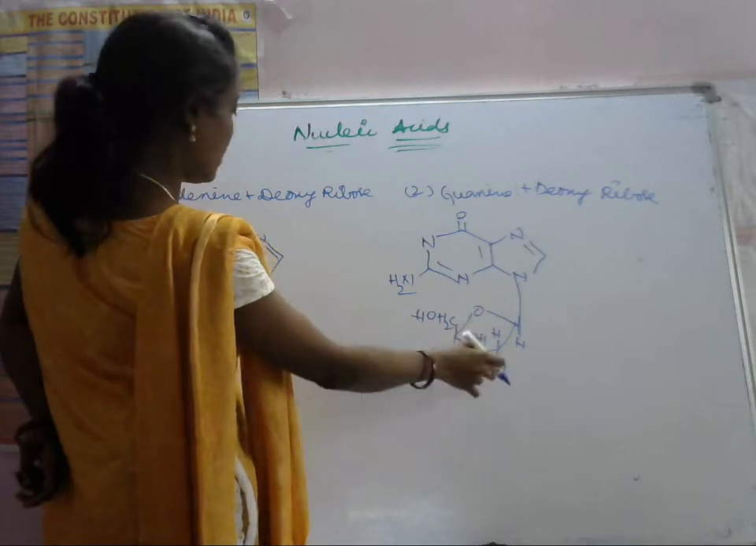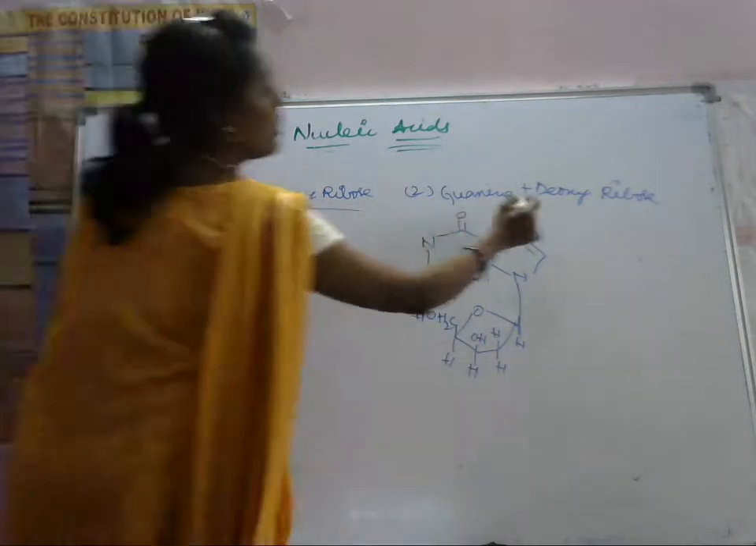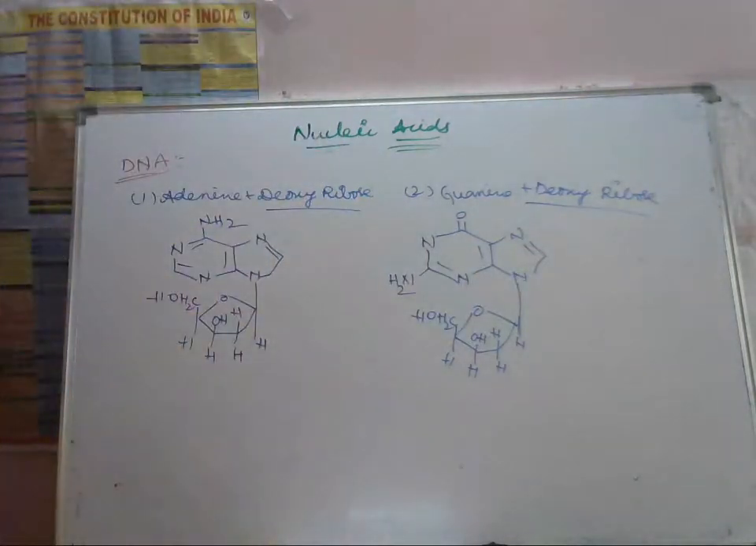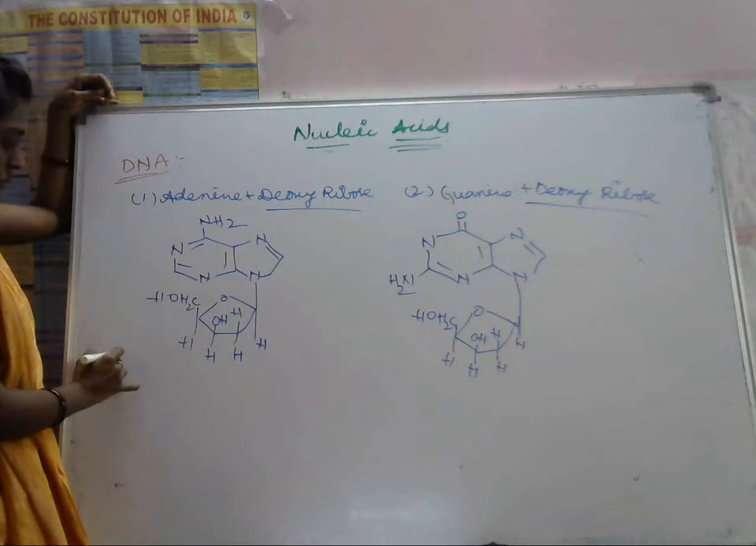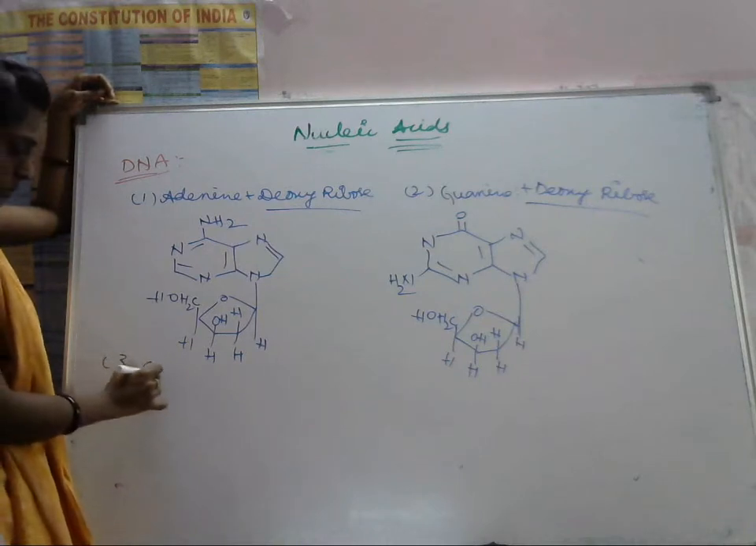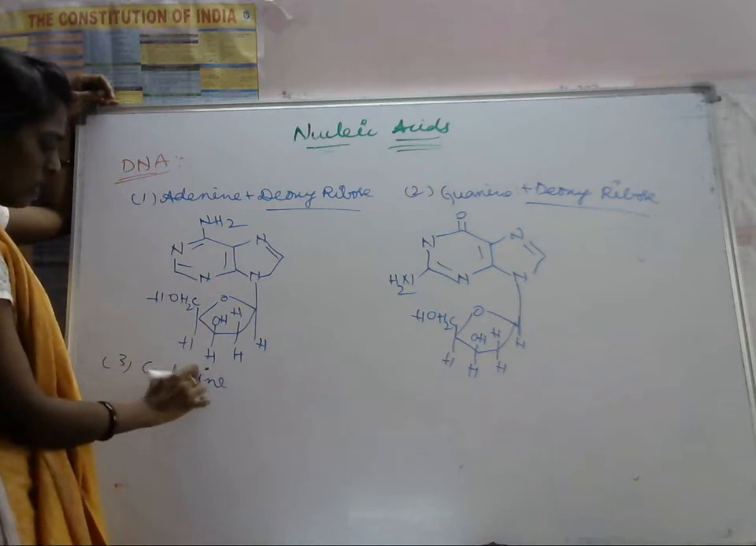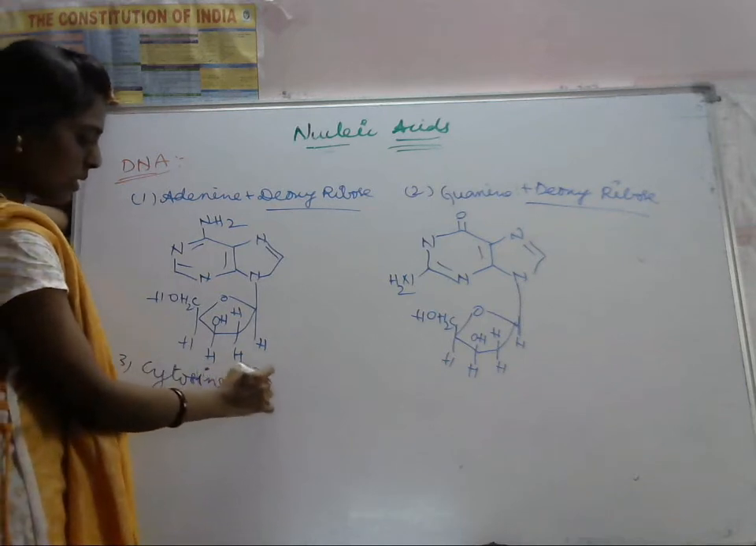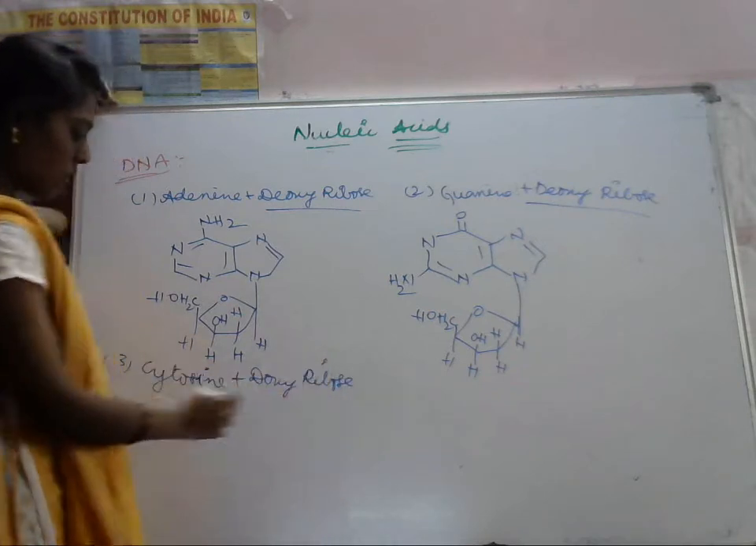So at this position there is no hydrogen, so that's why it is called deoxyribose. Okay. Let's see the cytosine. Cytosine plus deoxyribose. Okay.